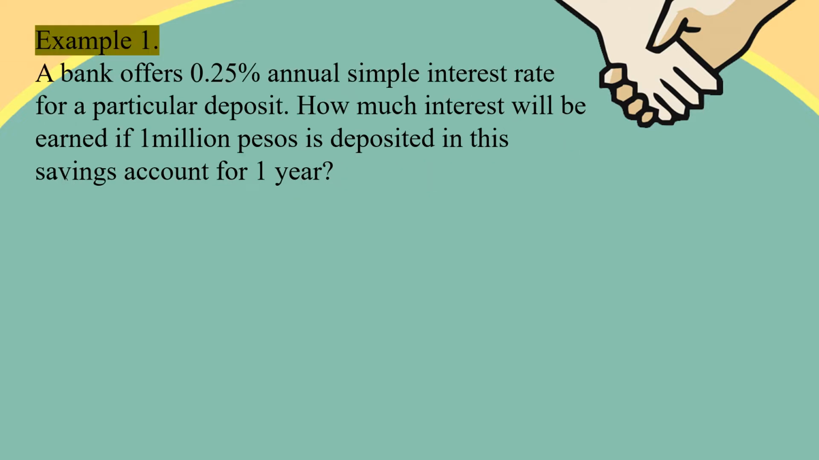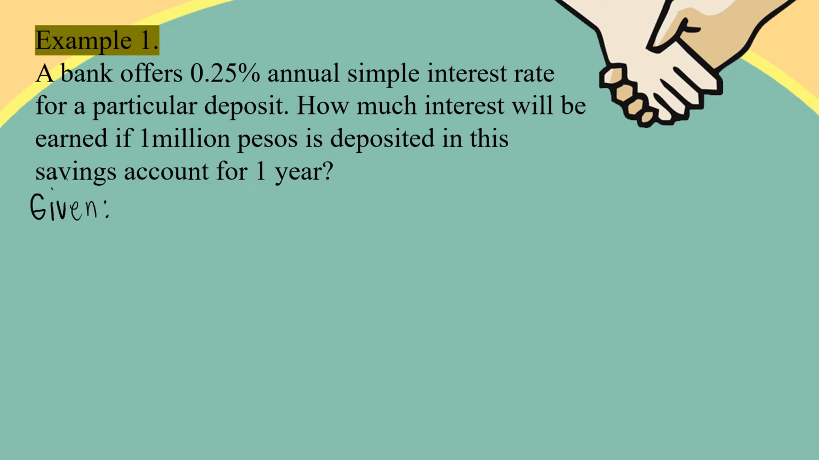Example 1, a bank offers 0.25% annual simple interest rate for a particular deposit. How much interest will be earned if 1 million pesos is deposited in this savings account for 1 year? Okay, so in solving word problem, so una mong gawin, alamin kung ano-ano ba yung given, then kung ano yung hinahanap doon sa mismo problem.